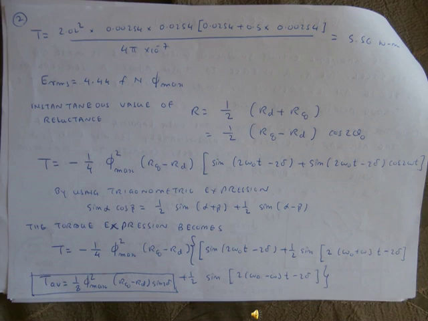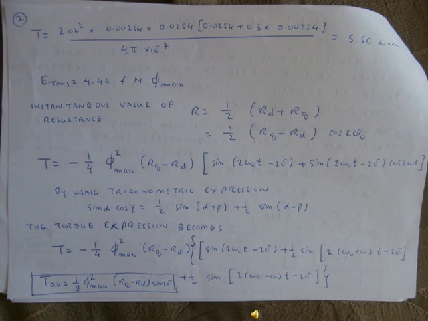In this case, ERMS is the supply voltage, F is the frequency, and phi maximum is the maximum flux. Then the instantaneous value of the reluctance: the magnetic circuit also has a resistance, and this is the reluctance. The instantaneous value of the reluctance can be calculated as R equal to half multiply RD plus RQ.